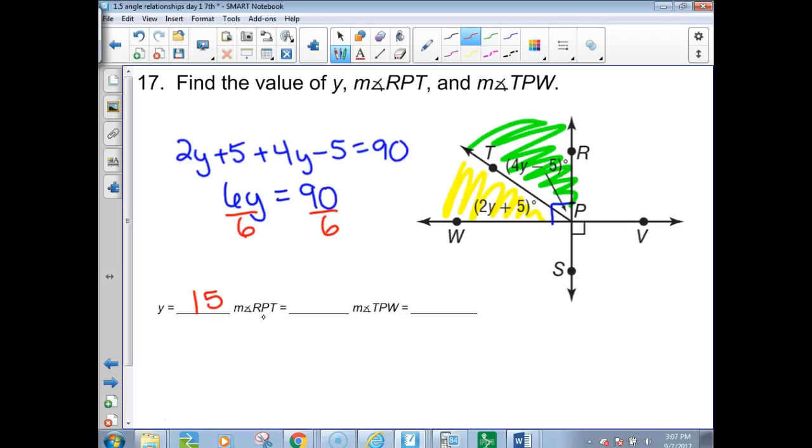It then says, what's the measure of angle RPT? You need to know how to read this. That M means measure, angle RPT. You got to go find RPT. It's right here. And you go 4 times 15 minus 5. You plug in the value that you got for y. So that's 60 minus 5, which is 55. And TPW, 2 times the 15 plus 5 is 35.